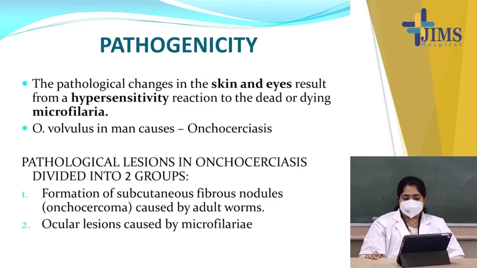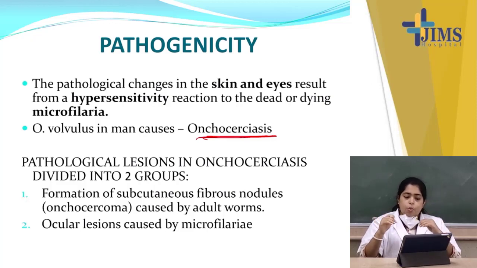Now coming to pathogenicity, the pathological changes in the skin and eyes result from a hypersensitivity reaction to the dead or dying microfilaria. And the disease caused by Onchocerca volvulus is known as onchocerciasis. Now, the pathological lesions in onchocerciasis can be divided into two groups: one due to the effect of the adult worms, and another due to the effect of the microfilaria.